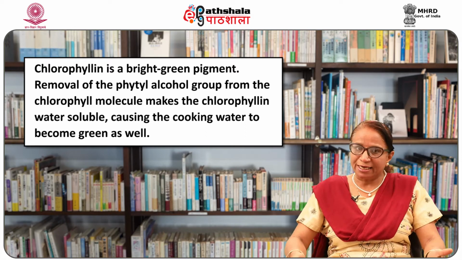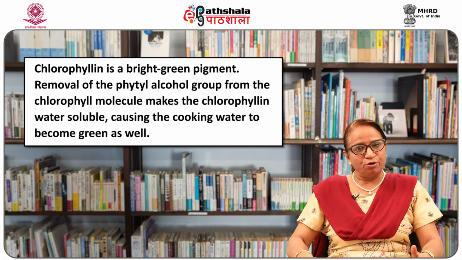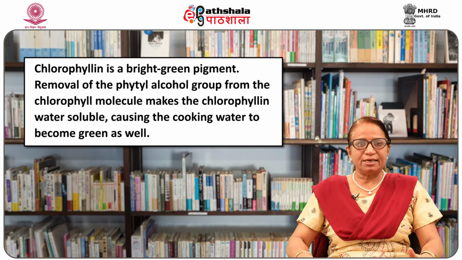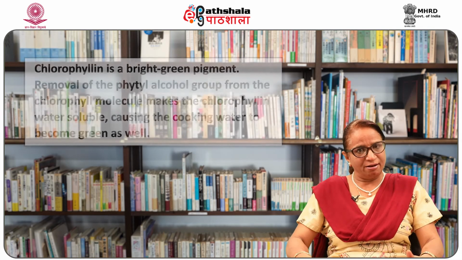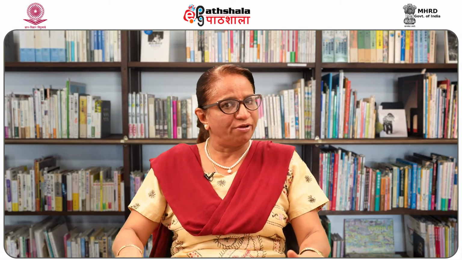Removal of the phytyl alcohol group from the chlorophyll molecule makes the chlorophyll water soluble, causing the cooking water to become green as well. Slightly alkaline cooking conditions do not affect chlorophyll and it stays green.